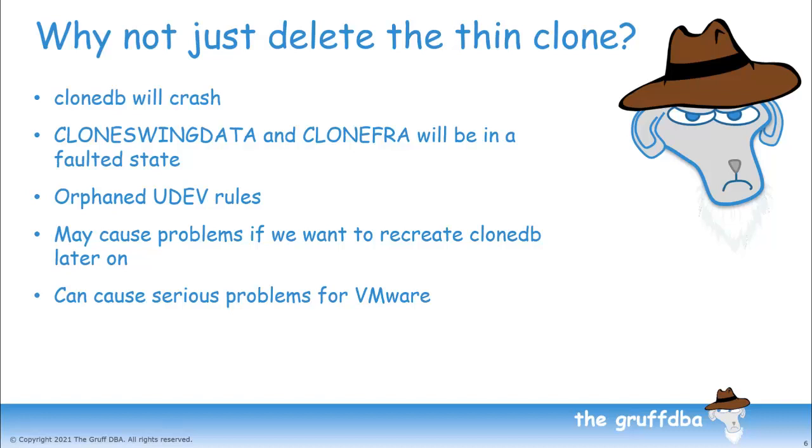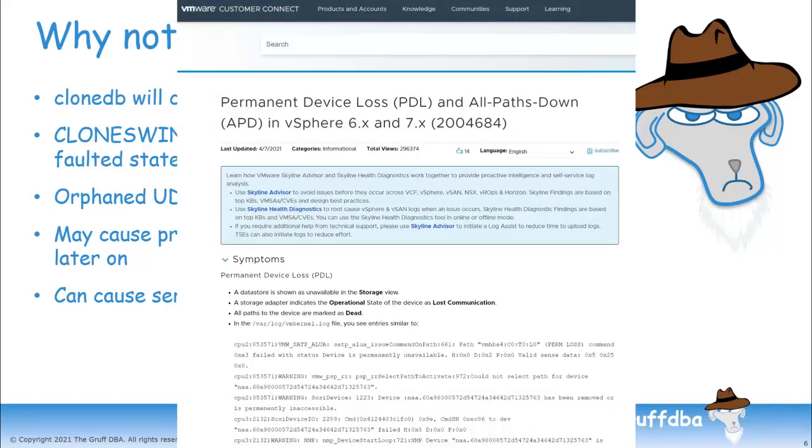But more importantly than that, simply pulling away the thin clone can cause serious problems for VMware. There's a condition called All Paths Down, otherwise known as Permanent Device Loss, and in certain scenarios this can cause ESX to crash. So what I'm going to show you is the proper way to delete the clone database and withdraw the ASM disk groups.